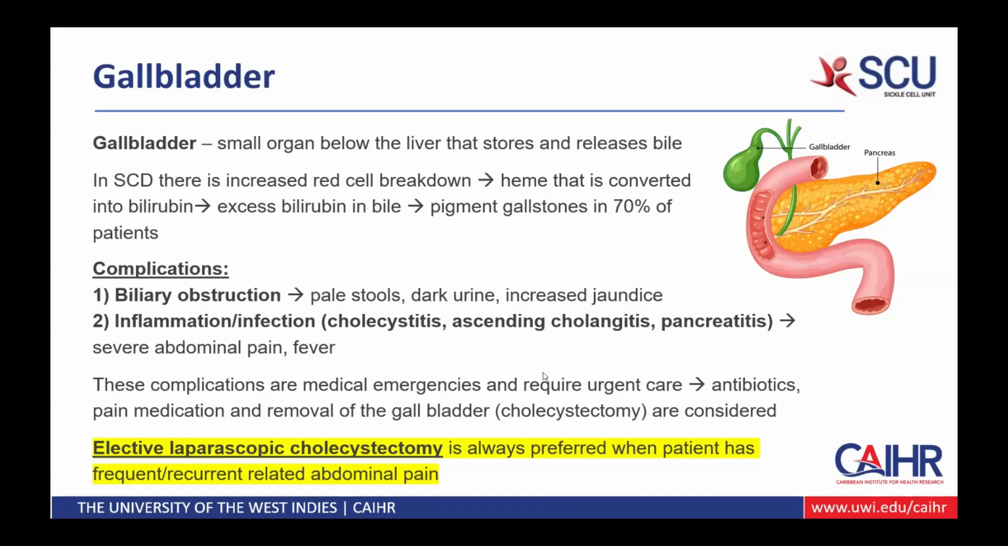And that's something that you should discuss with your doctor if the abdominal pain is very frequent, and definitely if it's affecting your daily quality of life.